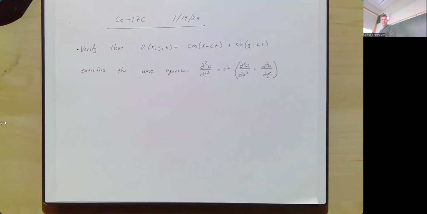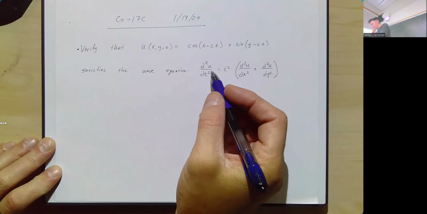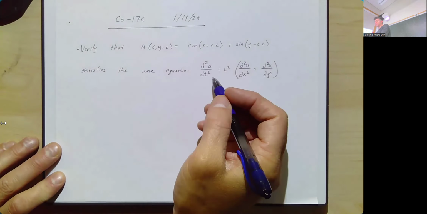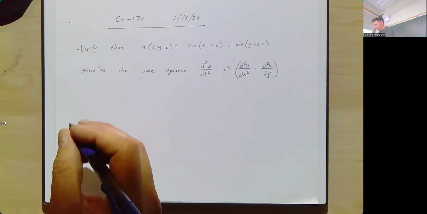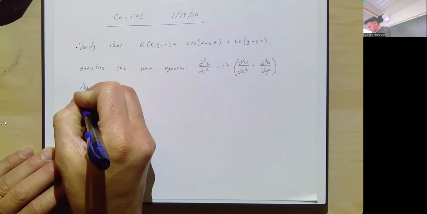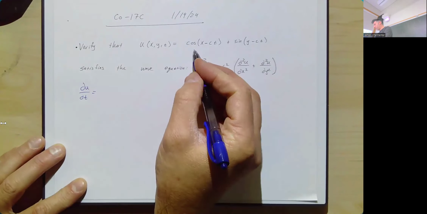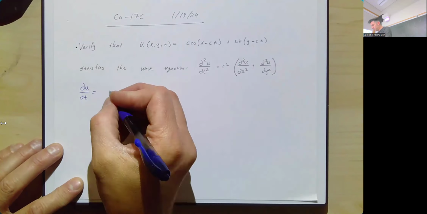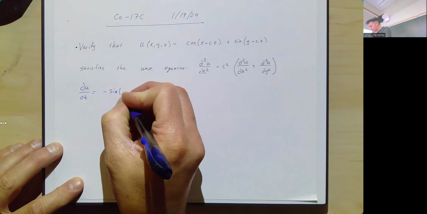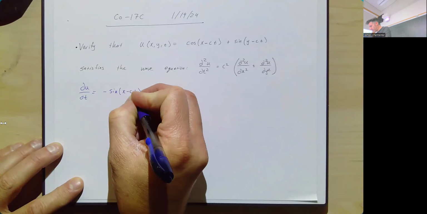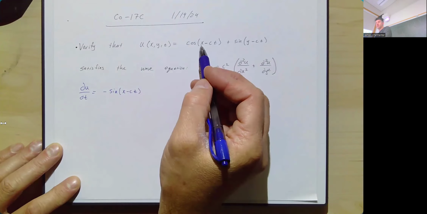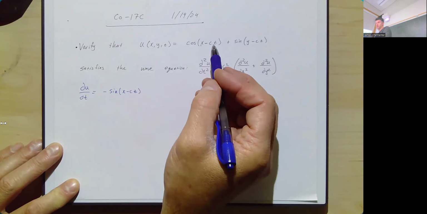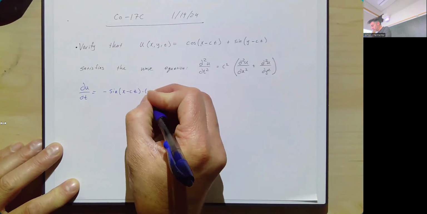So sometimes showing that these things satisfy some differential equation can be a little bit tedious, a little bit tricky algebraically. So let's start with the left-hand side. I'm going to find the second partial derivative of u with respect to t, starting with the first partial derivative, del u del t. Taking the derivative of cosine of some stuff, I get negative sine of that stuff multiplied by the derivative of the inside stuff with respect to t. The derivative of x is 0. The derivative of negative c times t is just negative c.